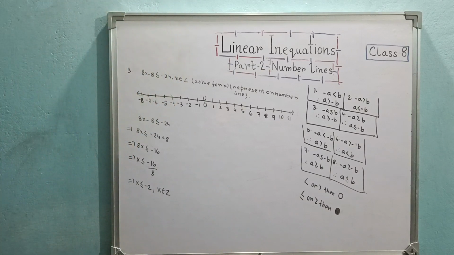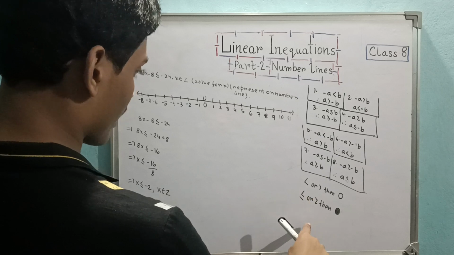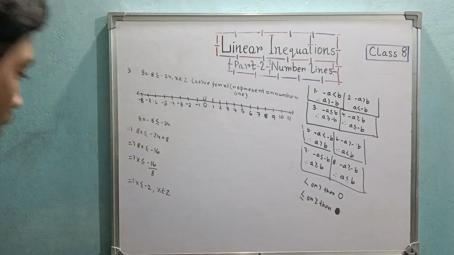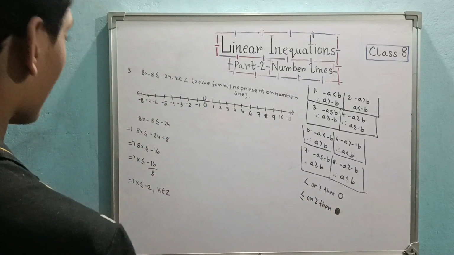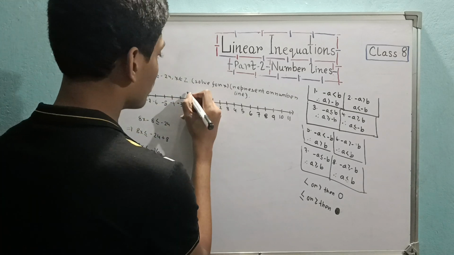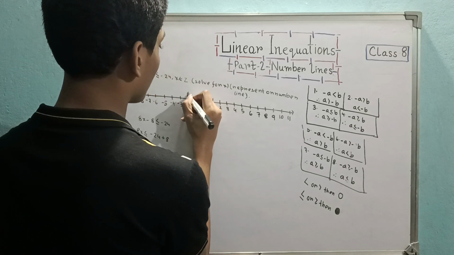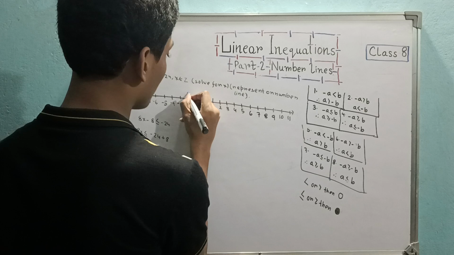But see here, the less than or equal to sign is there. So what is the rule for the less than or equal to or greater than or equal to sign? A darkened circle will be put on the given number, which is minus 2 here. So we will put a darkened circle on minus 2, like this.